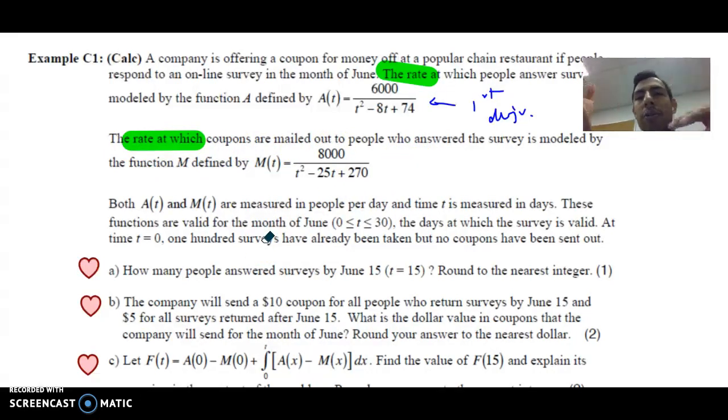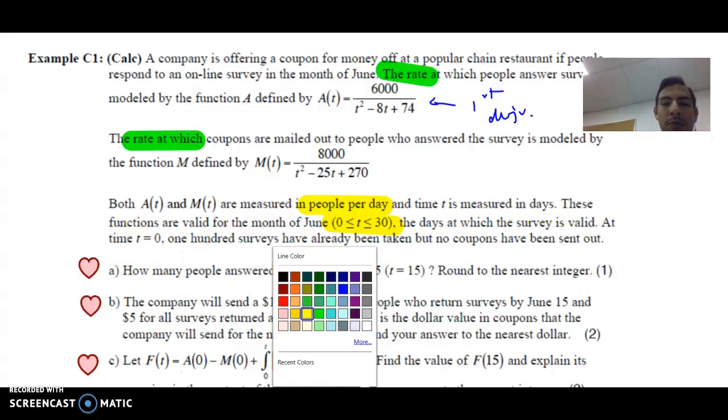Notice also we have 2 rates. We have a rate at which it's accumulating an amount of people, and a rate that is subtracting an amount of people. That's also accumulating, but one's being added, one's being subtracted. And the AP test usually likes these types of problems, having 2 different functions in there. Another thing that I want you to highlight here is that both A and M are measured in people per day. That's important. And we're only looking from 0 to 30.